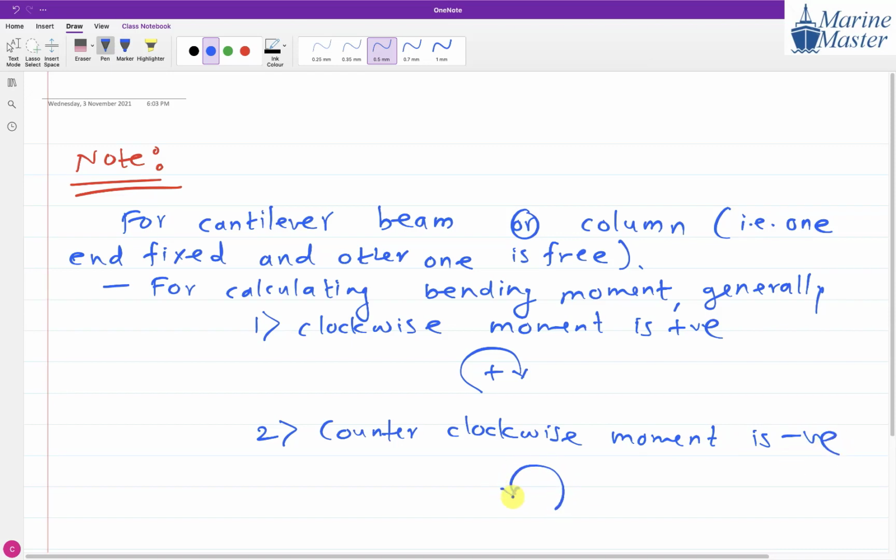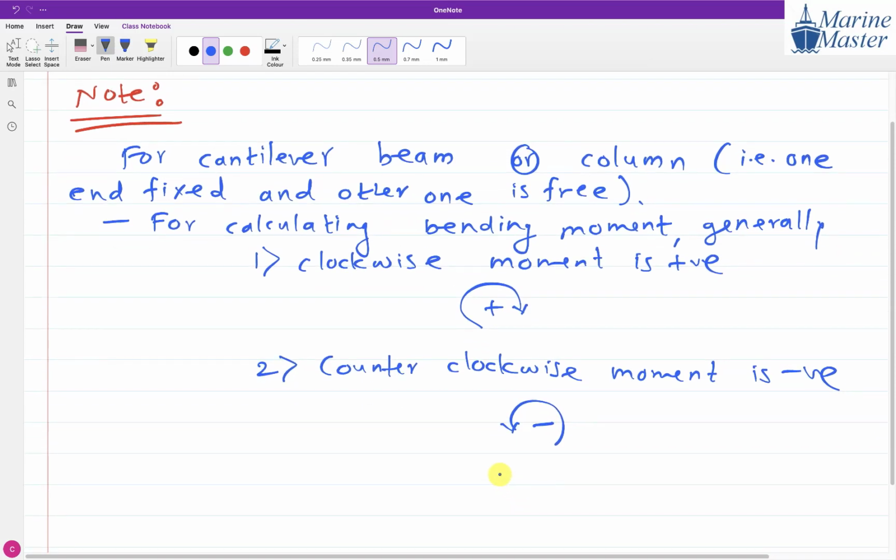Everyone, is it more than sufficient? Generally, guys, for cantilever beam or column, for calculating the bending moment, generally clockwise moment is positive, counterclockwise moment is negative. Everyone, please write down this note.